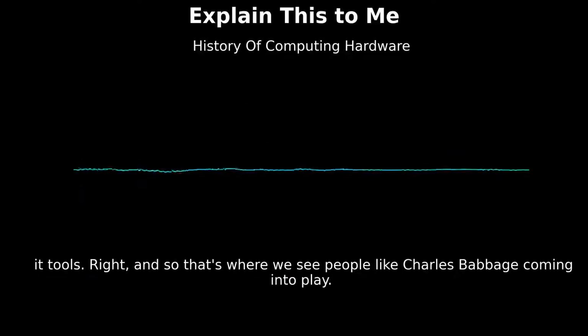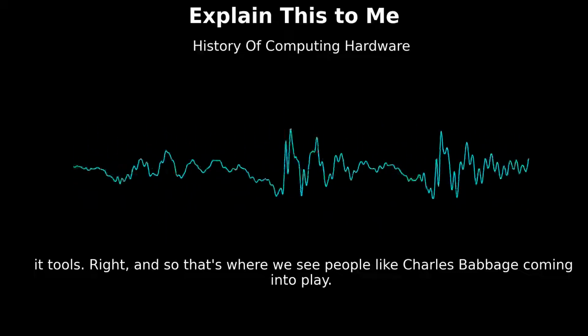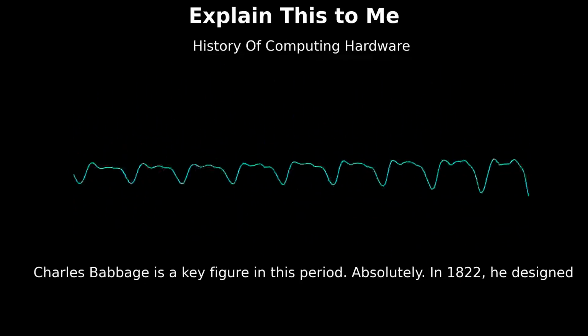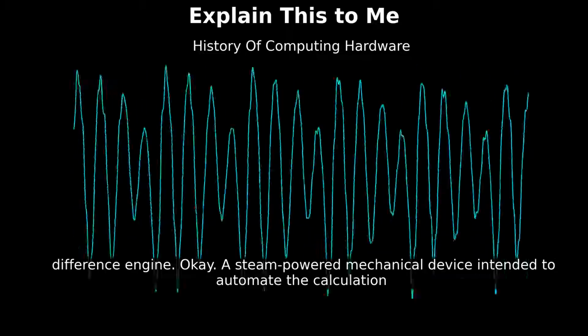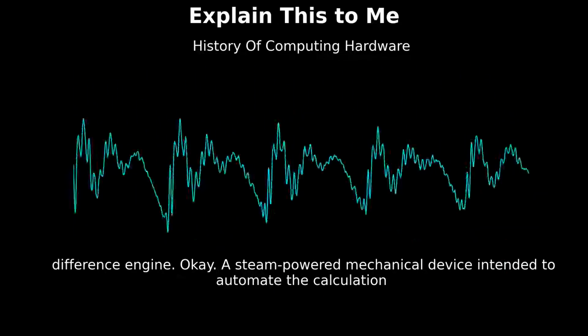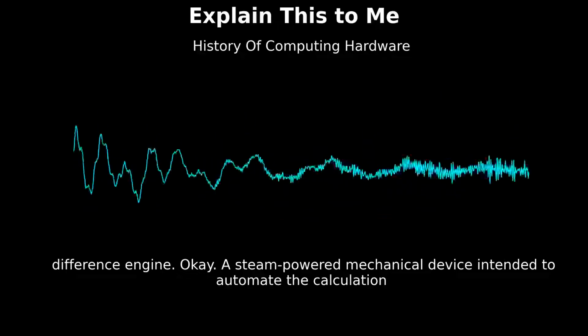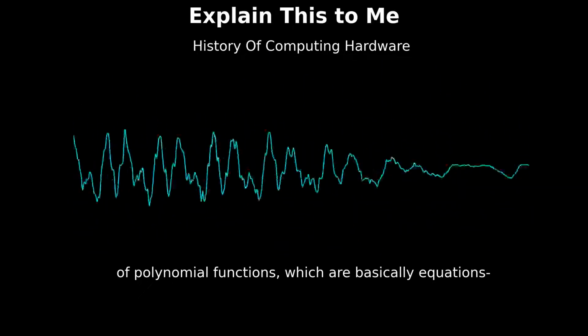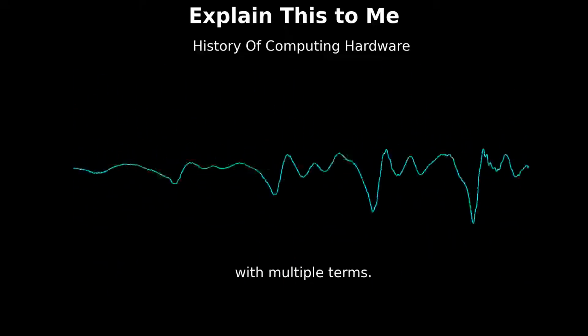Charles Babbage is a key figure in this period. Absolutely. In 1822, he designed the difference engine, a steam-powered mechanical device intended to automate the calculation of polynomial functions, which are basically equations with multiple terms. Steam-powered. That sounds like something out of a steampunk novel. It does, doesn't it?